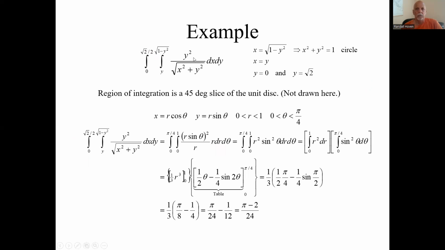r, well, let's see. Let's look at the integrand. y squared, remember y is r sine theta. So y squared is r sine theta squared. This denominator is just r. That's the integrand. This is the dA with the extra r in it. And r will go from 0 to 1 out to the circumference. And theta goes from 0 to pi over 2. A slice of pie.